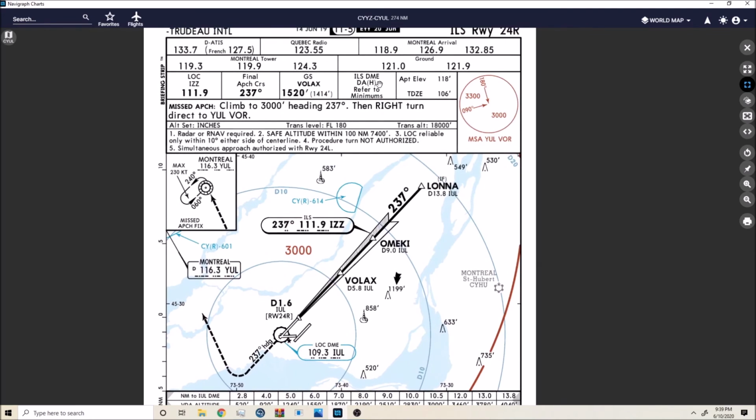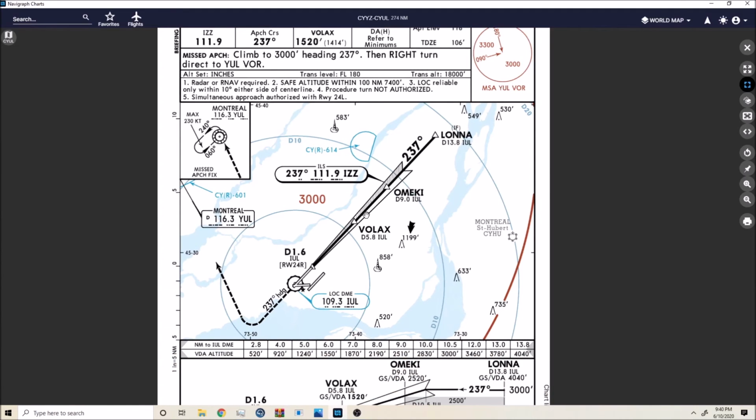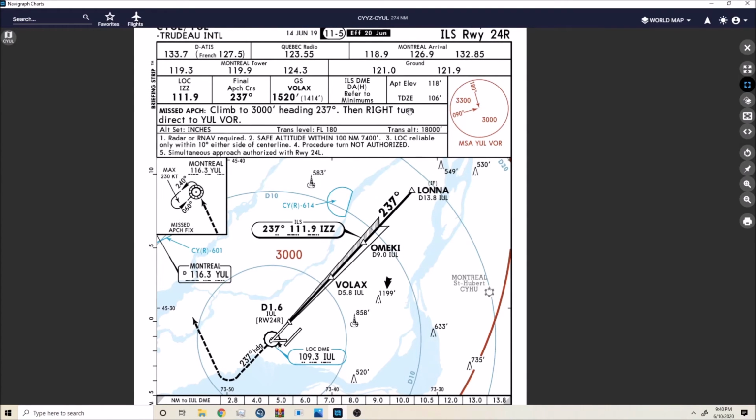If we don't meet those minimums and we have to go around, in case of a go around, it's a climb to 3,000 feet on the runway heading of 237, then a right turn direct to the YUL VOR. So the go around will be climb, runway heading, 3,000 feet, turn right direct to Montreal YUL VOR. Okay, got a touchdown zone elevation of 106. MSA highest sector altitude is 3,300 feet.